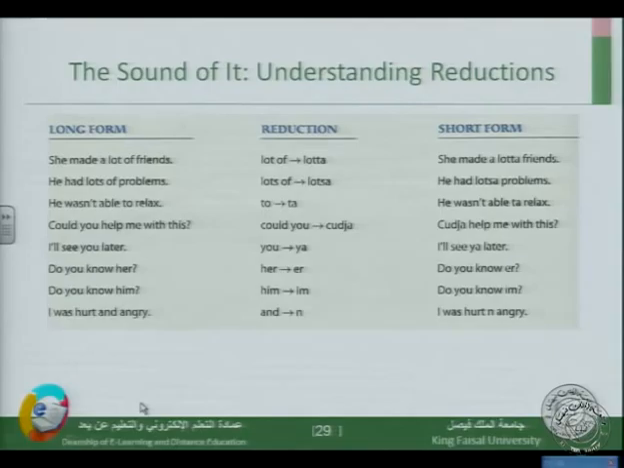I was hurt and angry. I was hurt and angry. Notice this is the long form, the written language. In spoken language, you should say, I was hurt and angry. We don't want to say the full word and.